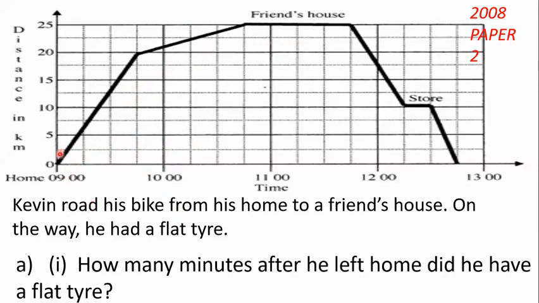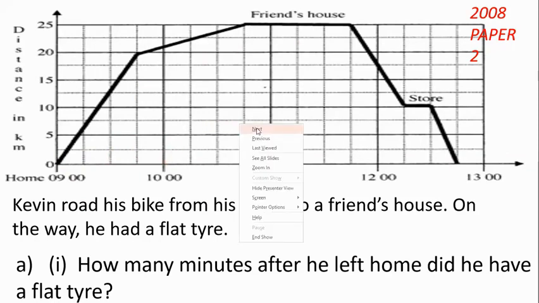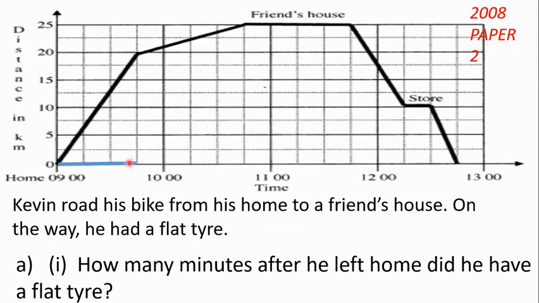15 minutes. So 15, 30, 45, 60. Each one is worth 15 minutes. So 45, let's see how long. It said right here, and he stopped right here, right? Because this way he had to fix it. They said, how many minutes after he left home did he have a flat tire? So 45 minutes.